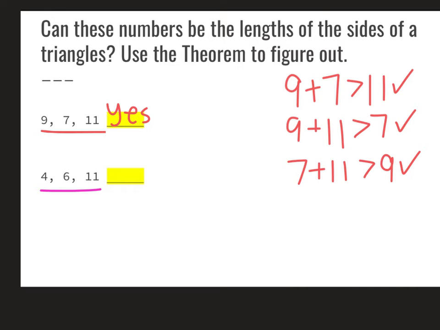Now the second one, they give us the numbers 4, 6, and 11. So we have to do the same thing. 4 plus 6 has to be greater than 11. 4 plus 6 is 10. 10 is not greater than 11. As soon as you get one of those not being true, you can actually stop, because that's going to turn our answer into a no. Notice 10 is not greater than 11. That makes it a false statement. So those 3 numbers, 4, 6, and 11, could not create a triangle.